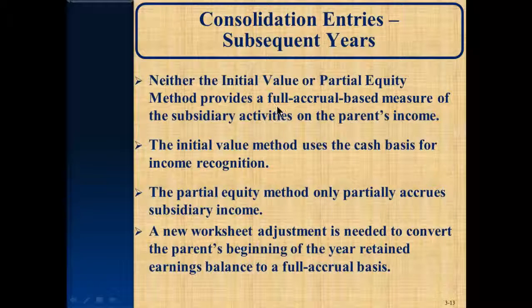So it's not like you're violating GAAP, because you're going to get to the same end result in eliminating that income account, or excuse me, eliminating the investment account. So the initial value method uses cash basis, which is a good thing, actually. I think it simplifies the world for you. And partial equity only partially accrues subsidiary income. Okay. And of course, then it's going to require different worksheet adjustments.